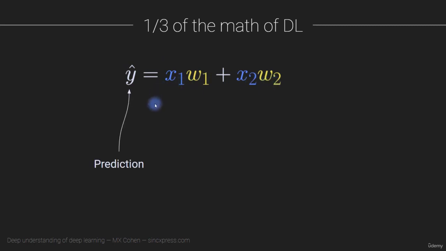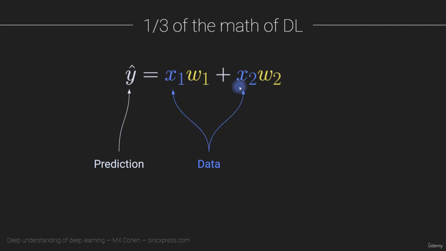So y hat is the prediction about the world. This is what the model thinks is happening in the real world. For example, whether the student will pass or fail, whether a picture contains a pedestrian walking across the street, whether the credit card transaction is fraudulent, and so on. The x's are the data.